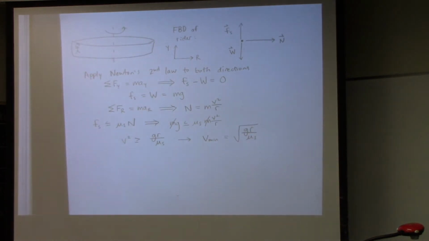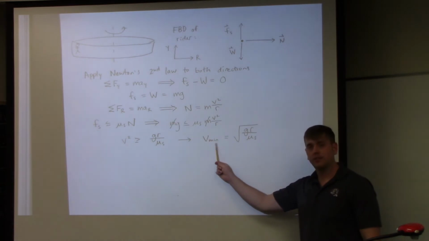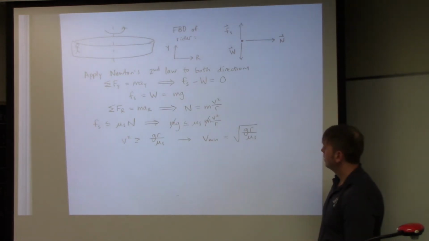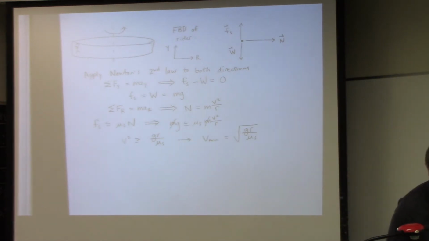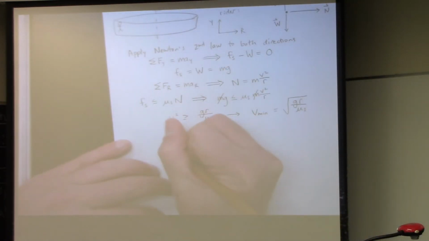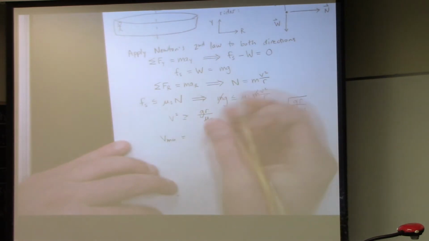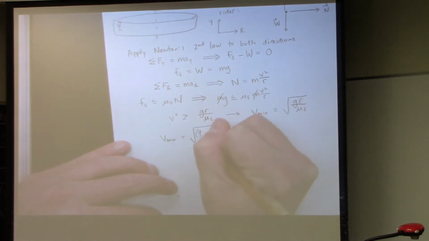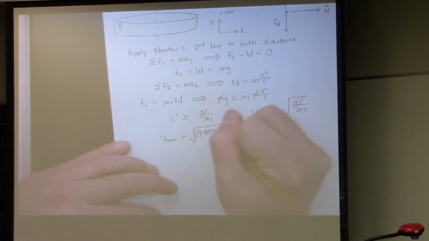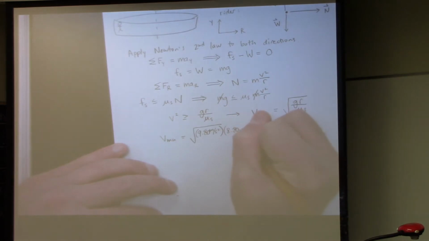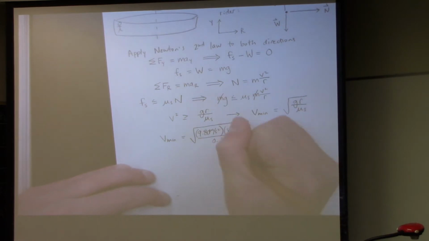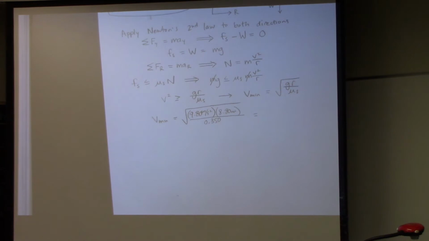What is this telling us? The rider has to be moving at least this fast, or they could be moving faster, in order to maintain circular motion and not slide down the wall. So here we go. Let's calculate that minimum speed. V min is equal to the square root of g, which is 9.8 meters per second squared, times the radius, which in this case is 8.80 meters, and then divide by that static friction coefficient, which is 0.350. Okay, and if you crunch these numbers, here's what you're going to get.